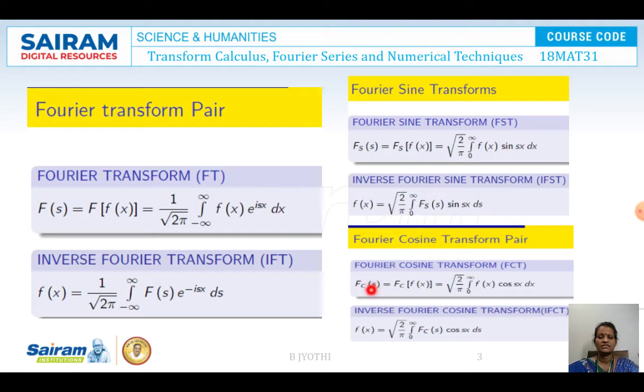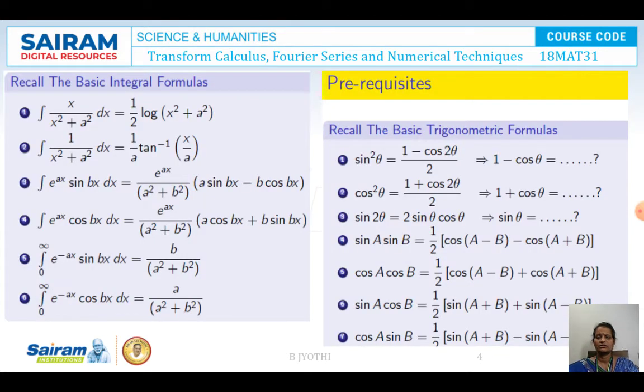The Fourier cosine transform is given by Fc(s) = root of 2 by pi times integral 0 to infinity f(x) cos sx dx, and the inverse Fourier cosine transform is given by f(x) = root of 2 by pi times integral 0 to infinity Fc(s) cos sx ds. These are all the basic integral formulae and trigonometric formulae for your reference.